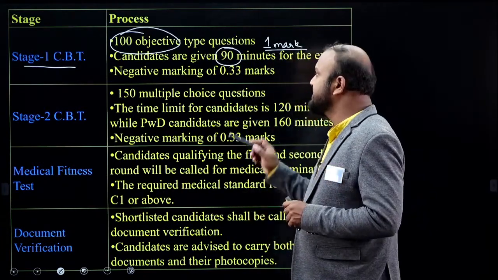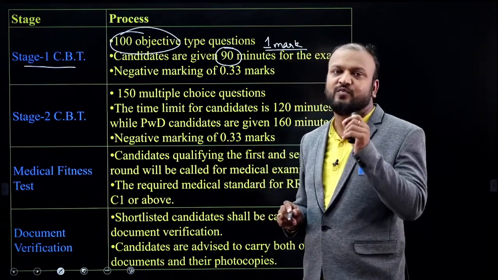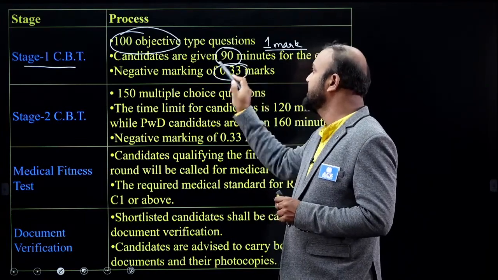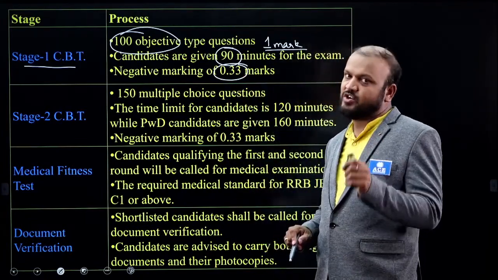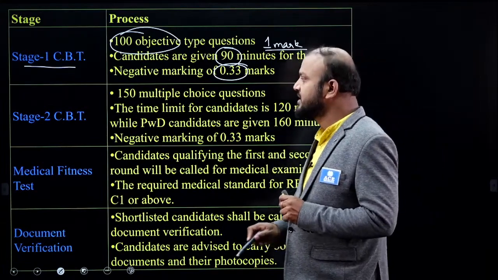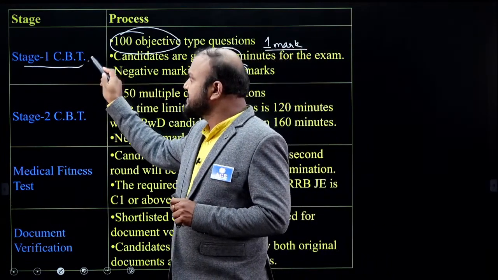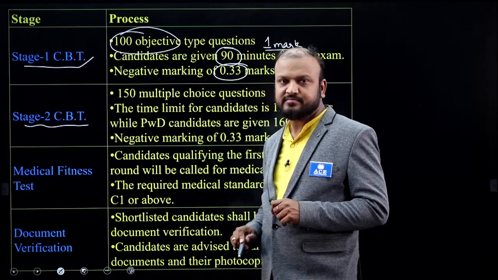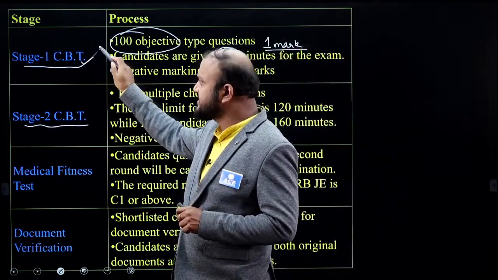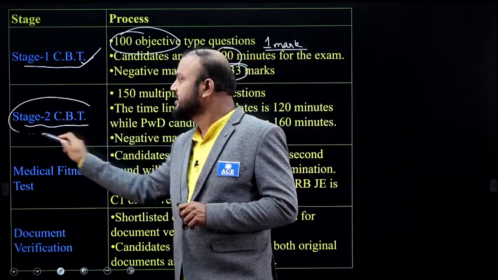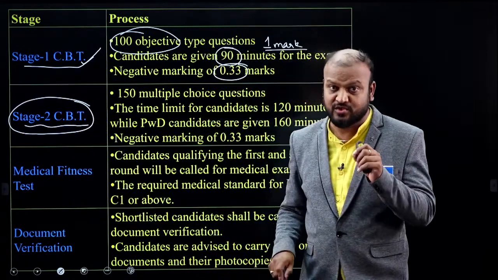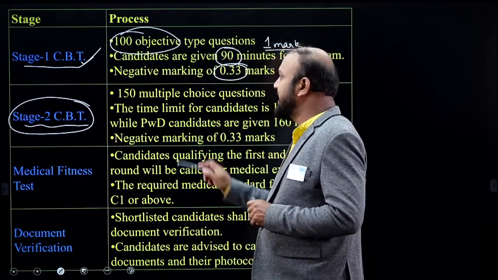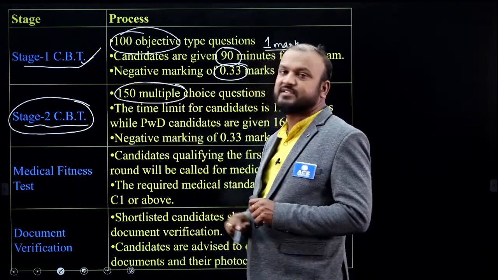And one important thing is there is negative marking. That is 1/3 negative marking for each question, that is 0.33. So you must be careful because negative marking is there. And stage 1 is compulsory to calculate the score for stage 2. Means if you qualify for stage 1, then only you will be considered for the evaluation of the paper for stage 2. Stage 2 CBT, computer based test, will have 150 multiple choice questions.